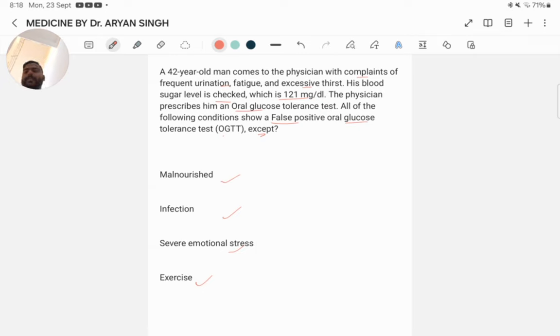Here the answer is option D, exercise, because it does not give a false positive oral glucose tolerance test. During exercise the muscle will consume more glucose, hence blood sugar levels can be normal in a diabetic patient. Exercise also enhances insulin action and carbohydrate tolerance for between 24 to 72 hours.